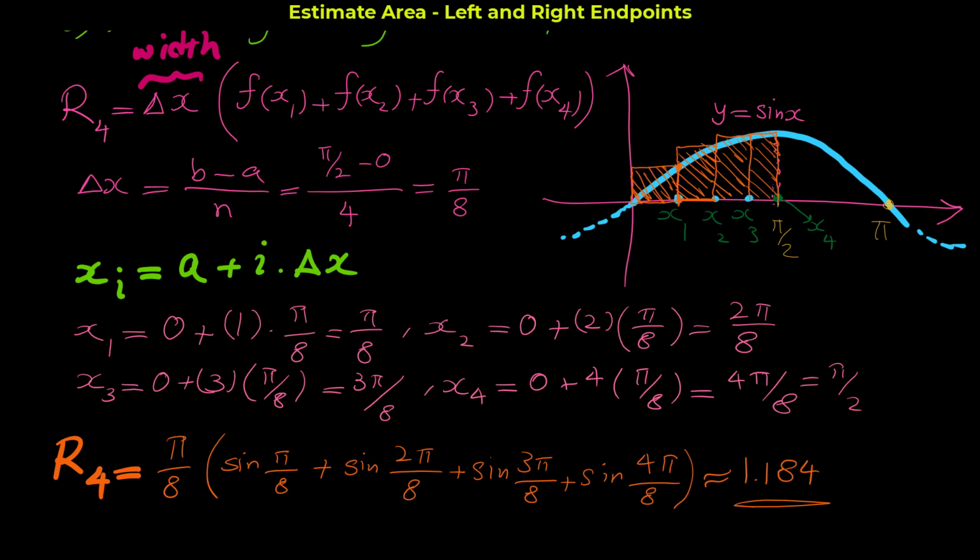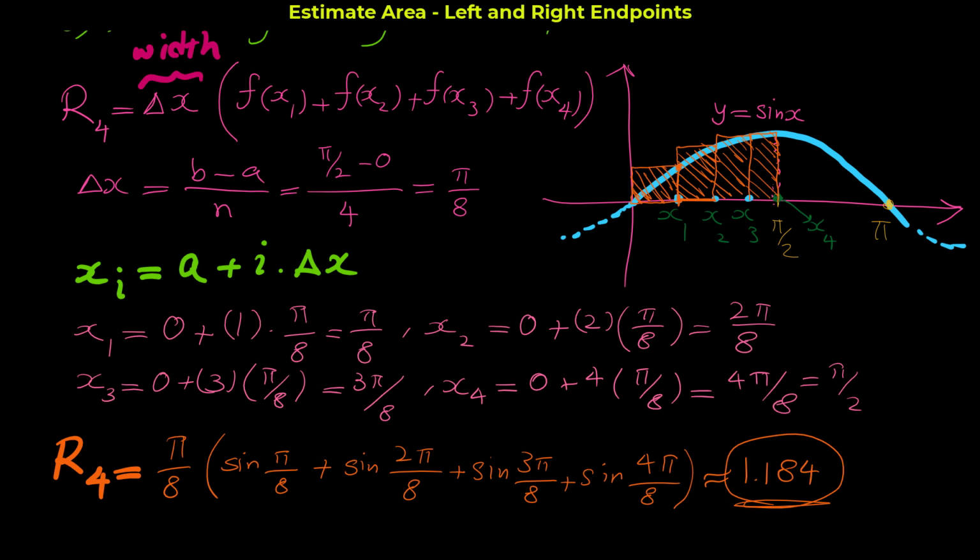Before I show you the estimating of the area with the left endpoints, I have a question. Do you think this answer is an overestimate for the actual area, or an underestimate? Yes, it is an overestimate, because when we look at the rectangles, we can see that all of these rectangles lie above the graph of sine of x. Attention, the graph of sine of x is this. And as you can see, these rectangles are above the graph of sine of x.